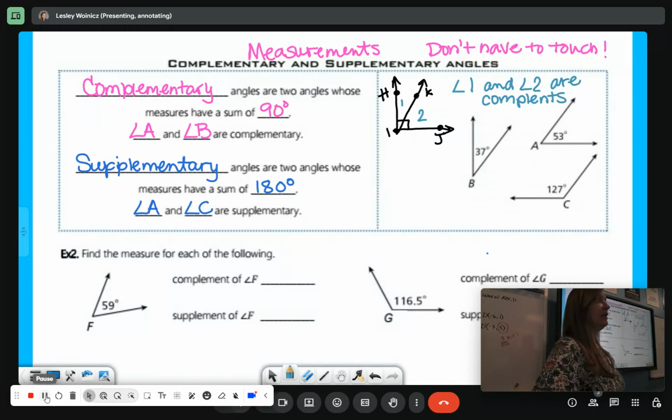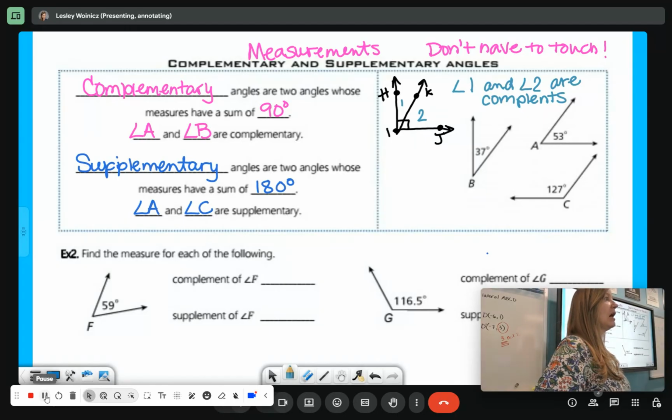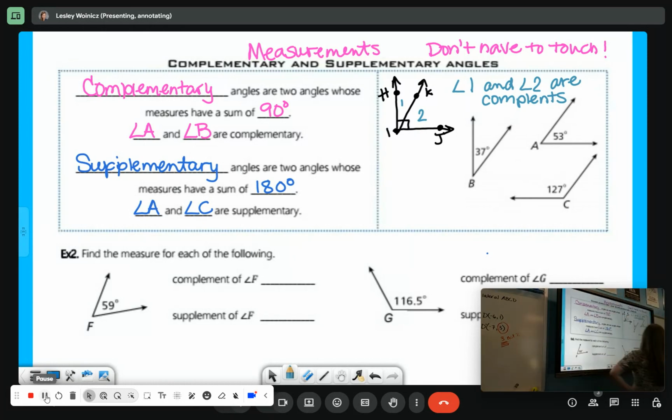Complementary is an adjective that describes two angles that are complements, which is a noun. Oh, I spelled it wrong, I forgot a syllable. Complements. All right, are you guys ready for another picture? Yes.